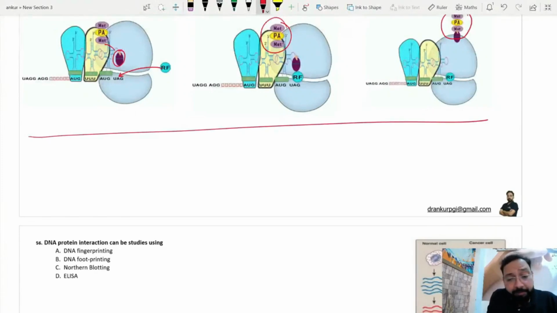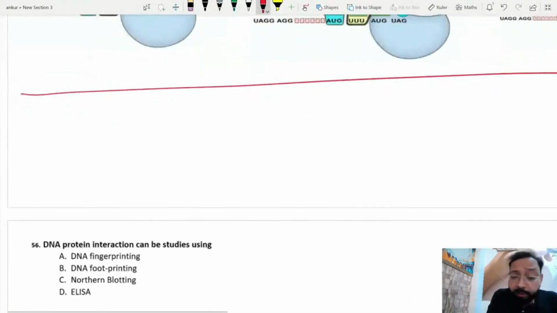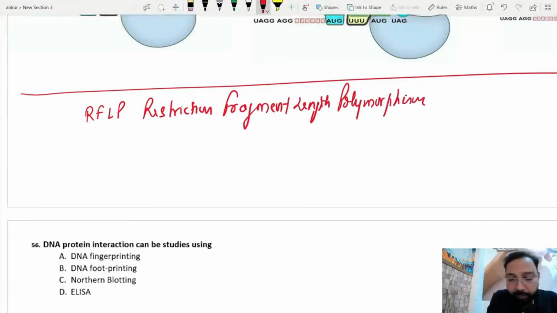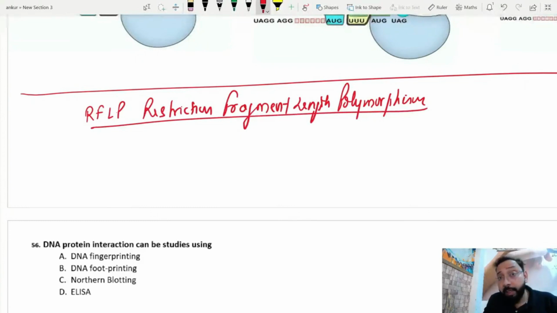We have a little bit of space, you will write RFLP. There is a technique, RFLP: restriction fragment length polymorphism. Restriction fragment length polymorphism. What is RFLP?